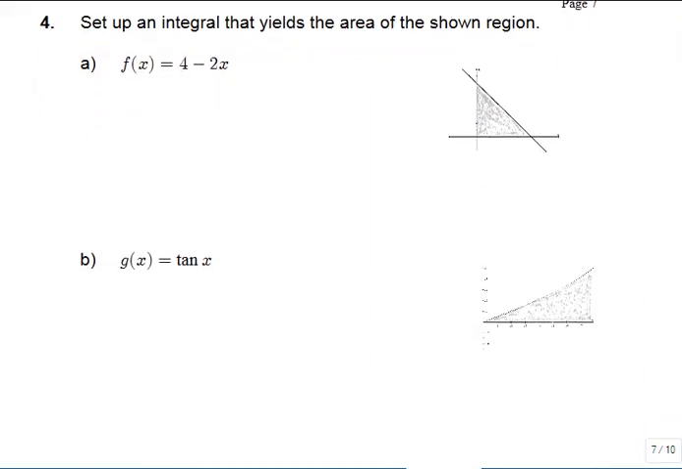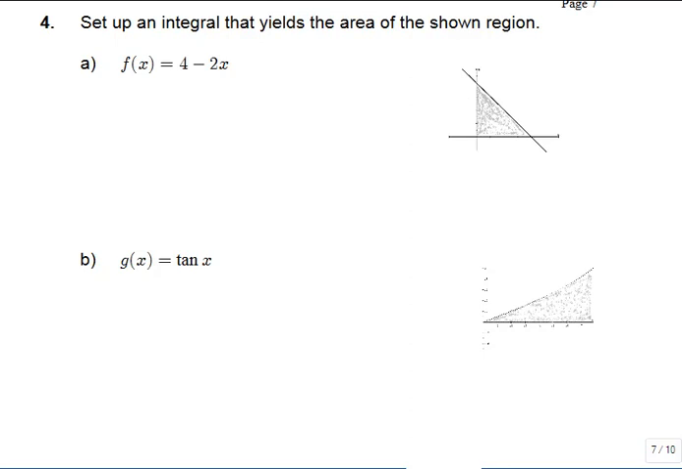All right, so that whole process of doing that limit definition of the area, that's very tedious to do, but sometimes, at this point, that's all we have available to us. On these next examples, we're going to see if we can find a few shortcuts to help cut down on a little bit of that work. Now for these first two here, all we're going to do is set up an integral that would yield the area shown in the region.